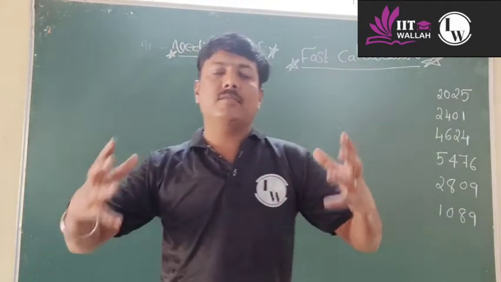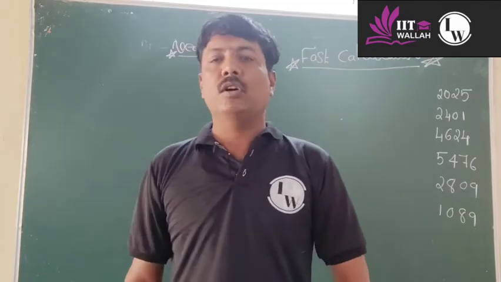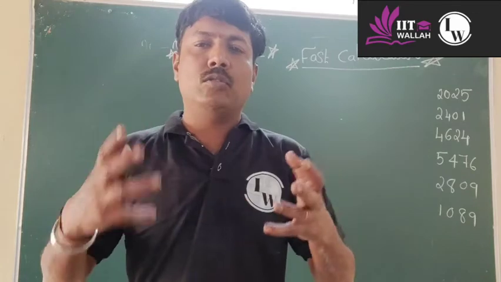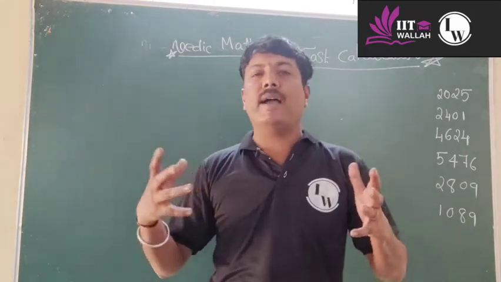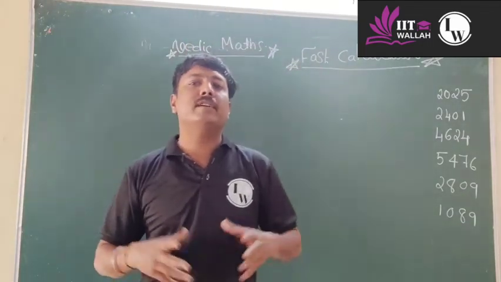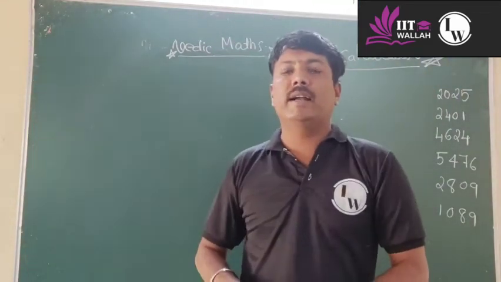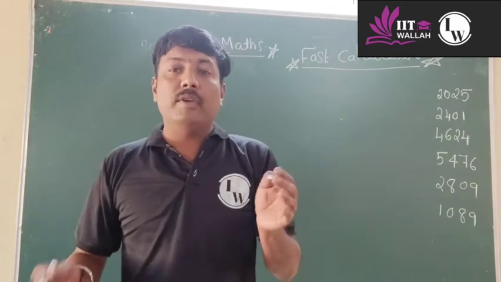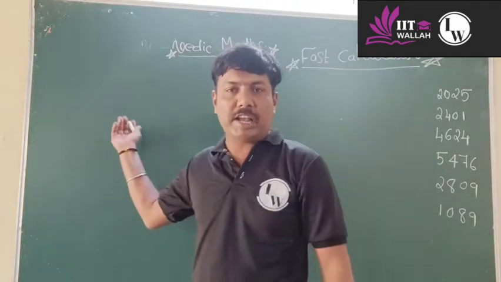Today we will discuss some fast calculation methods from Vedic mathematics. In the previous video we already discussed how we can find the cube root. Today we are going to discuss how we can find the square root very fast and very easily, and some multiplication methods also. To begin with, we are going to learn how we can multiply any 2-digit, 3-digit, 4-digit number with 11. Understood?